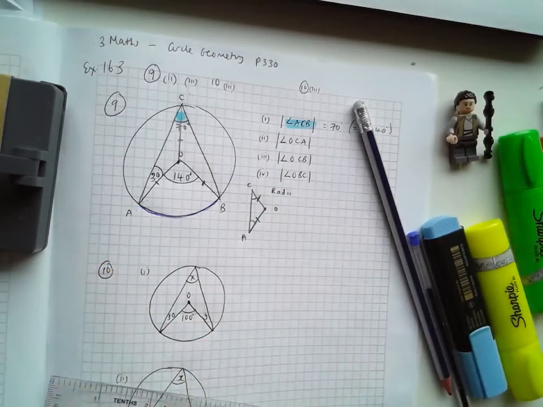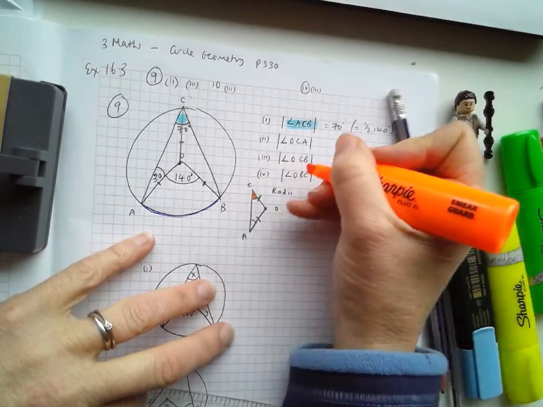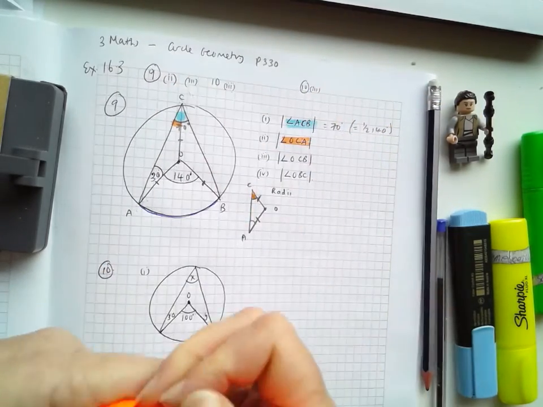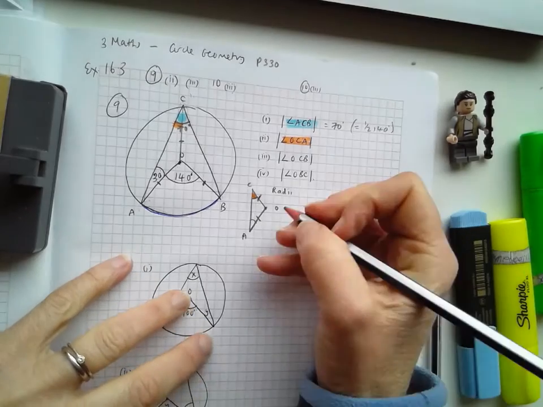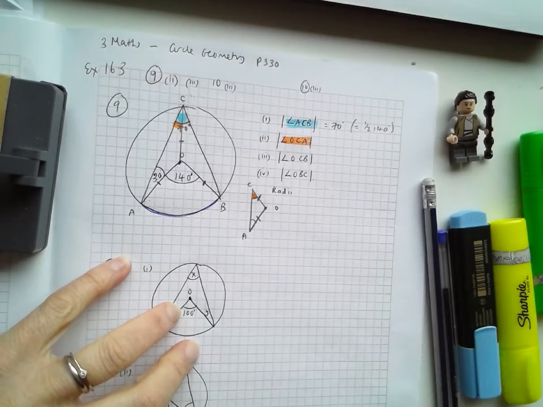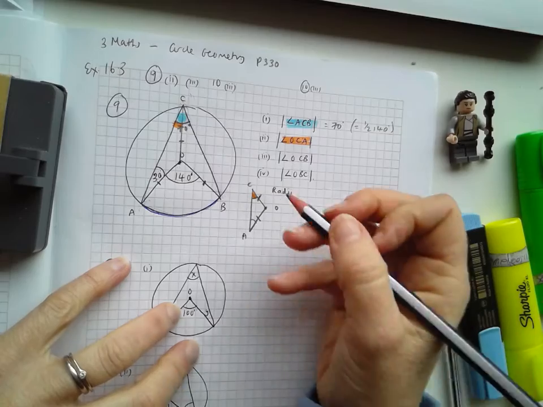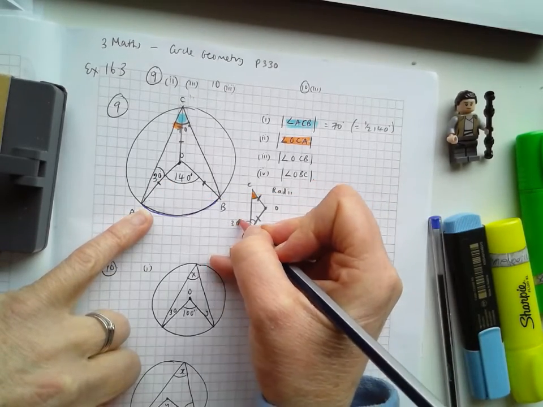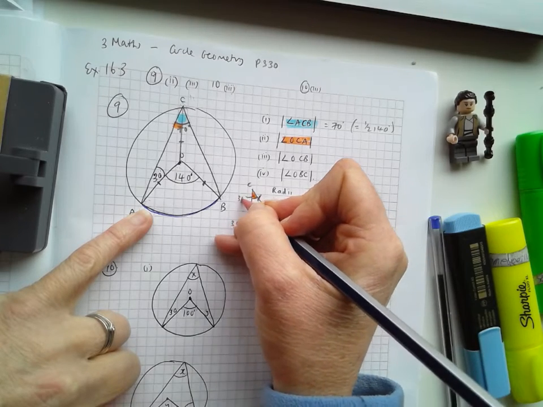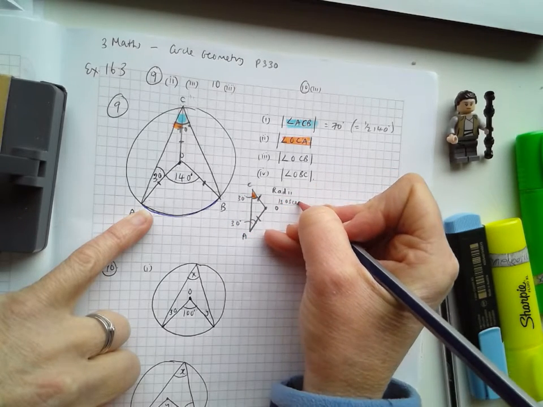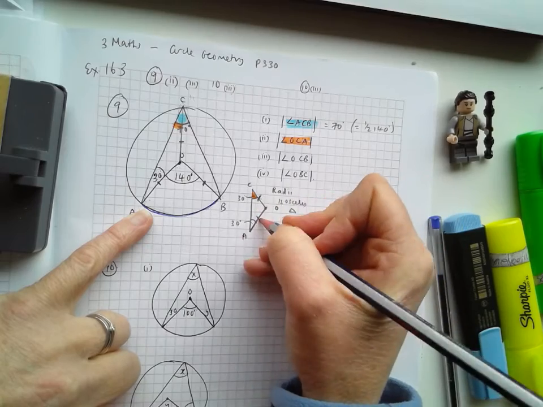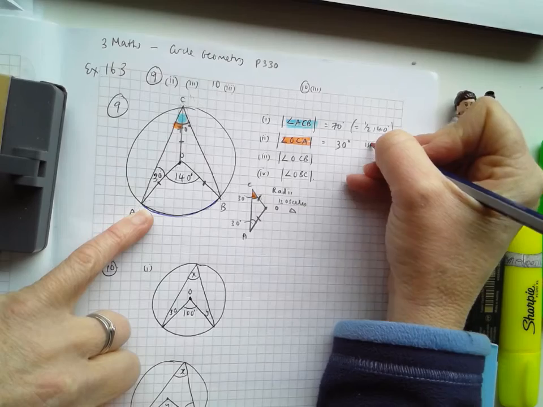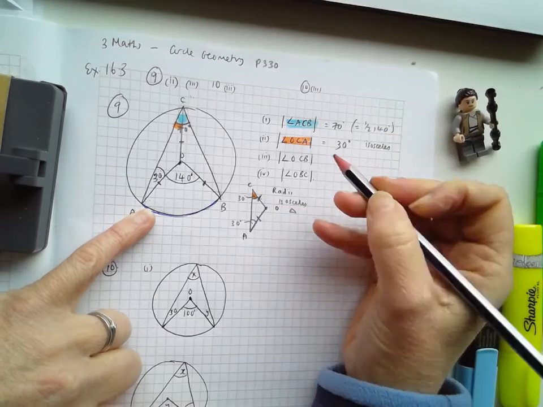So this is the one we're looking for, OCA, this angle here. OCA is the same size as the angle here, 30 degrees. This is 30, we were told that. So this is 30 because it's an isosceles triangle, because these are both radii. So OCA is equal to 30 degrees. Isosceles.